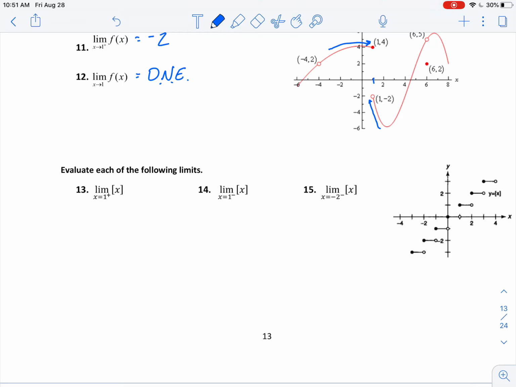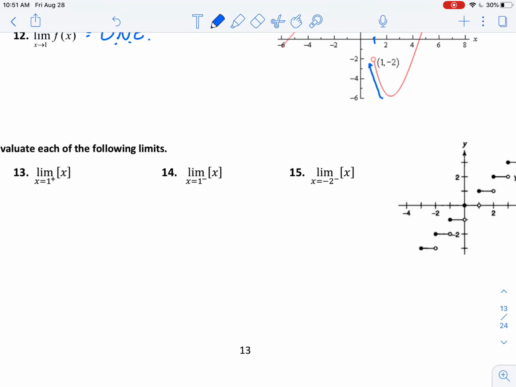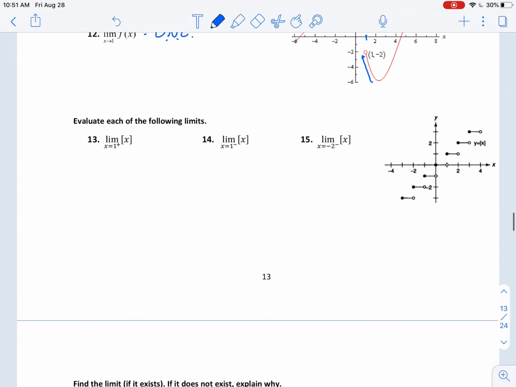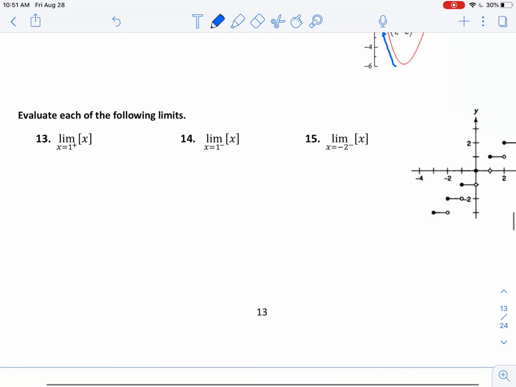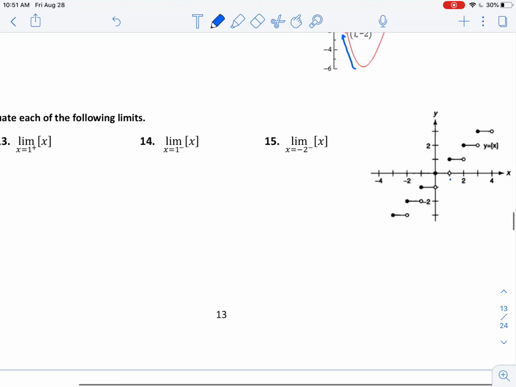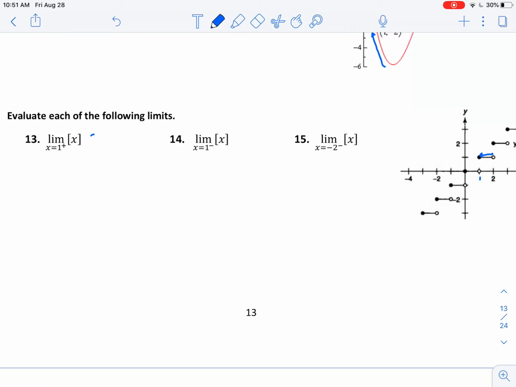So this is the greatest integer function or step function that you've seen before in pre-calc. The first one, the limit as x approaches 1 from the right. So here's 1, right? The limit as x approaches 1 from the right. So from the right-hand side, I'm up here. And as x approaches 1, the y value that I approach is also 1.